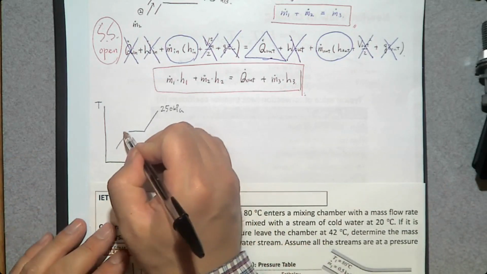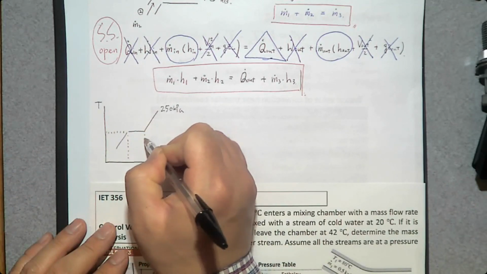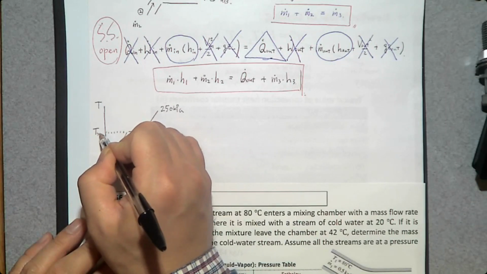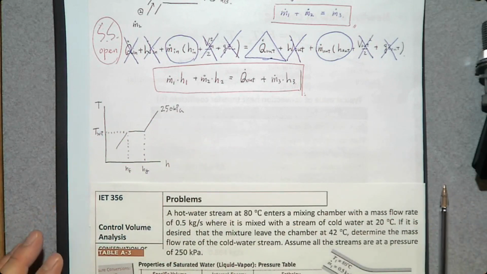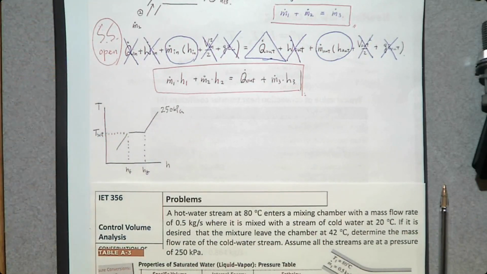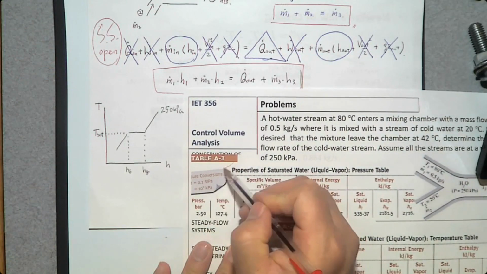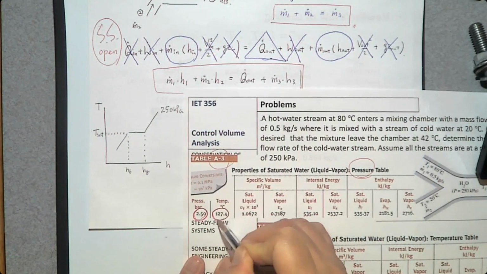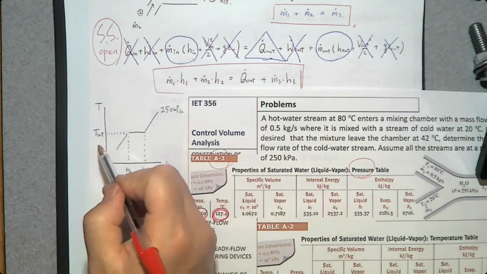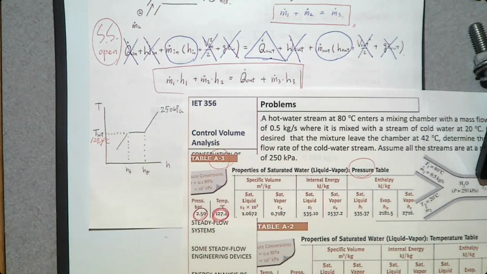To complete this T-h diagram, how many properties do we need? 3. What are they? T sat, hf, hg. So where can we find this T sat, hf, hg? From table A3, the pressure table. So let's find 250 kilopascal. T sat is 127.4 degrees Celsius.